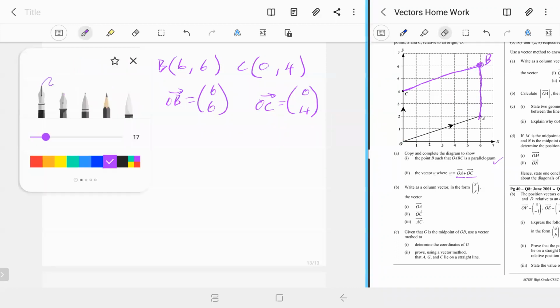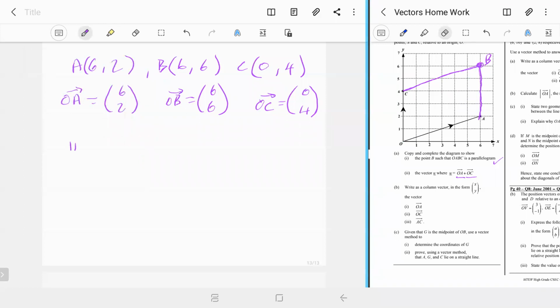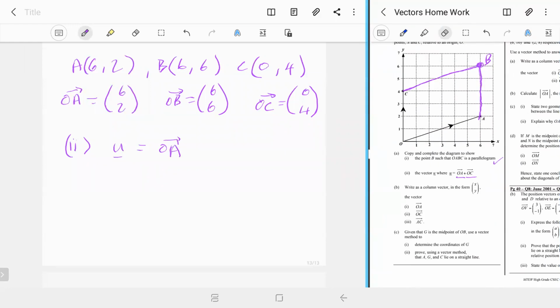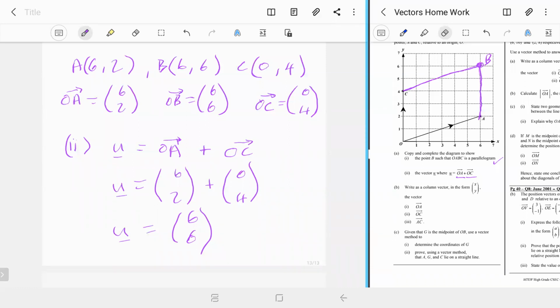So I'm doing part 2 over here now, but I'm doing it by calculation. They tell me U is OA plus OC. OA is 6, 2 and OC is 0, 4. If I add them, I get 6, 6. That is U. So see, we must use the vector 6, 6. But guess what the thing about it is now?